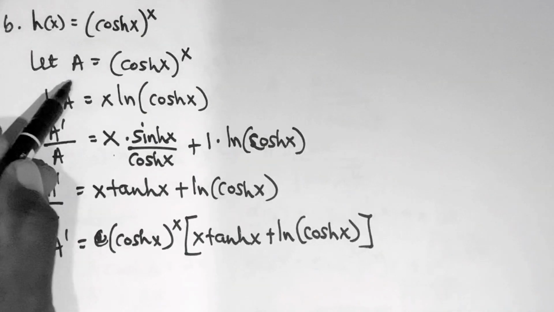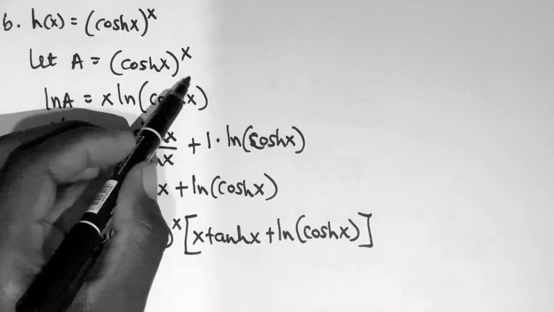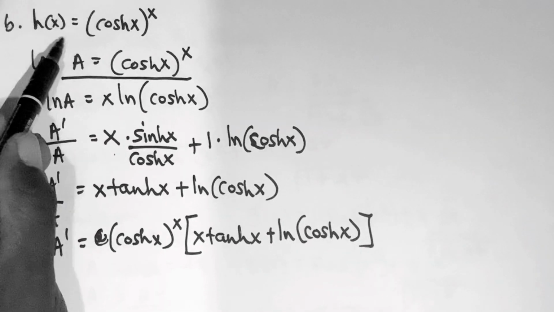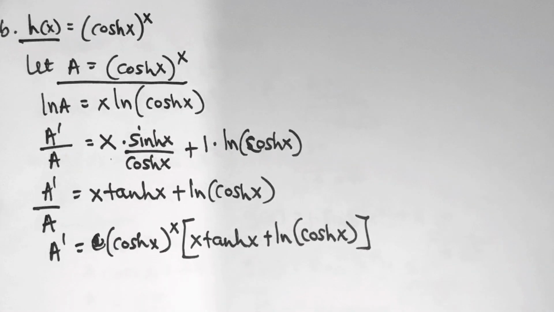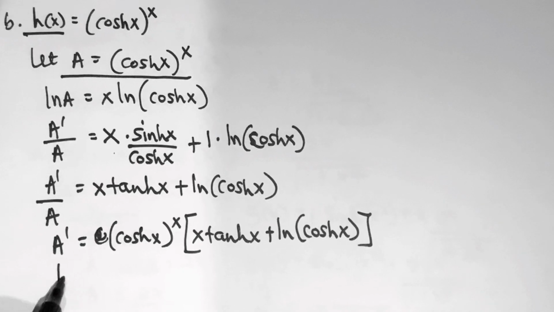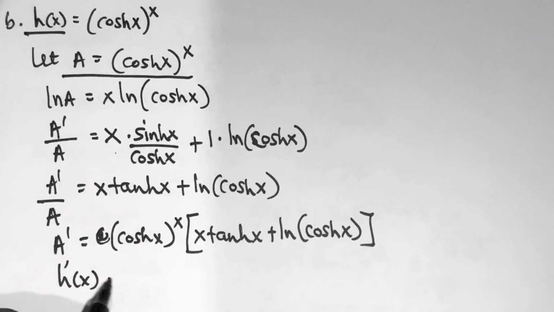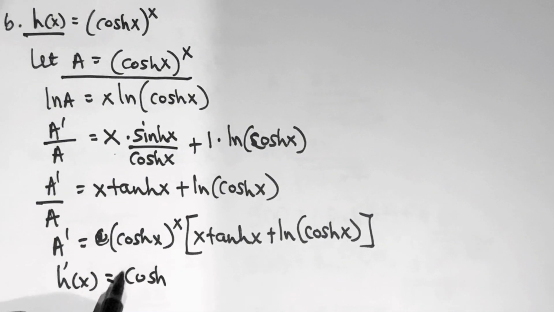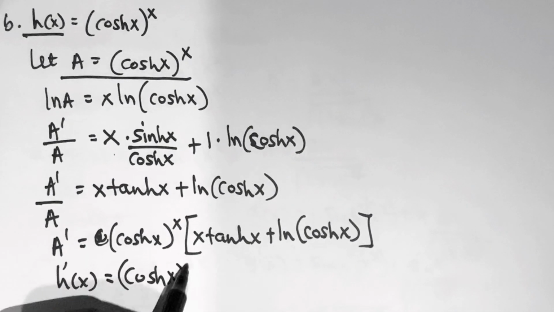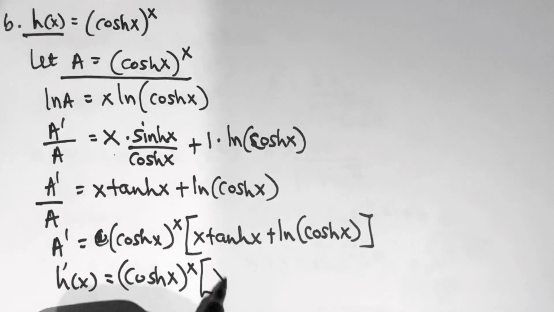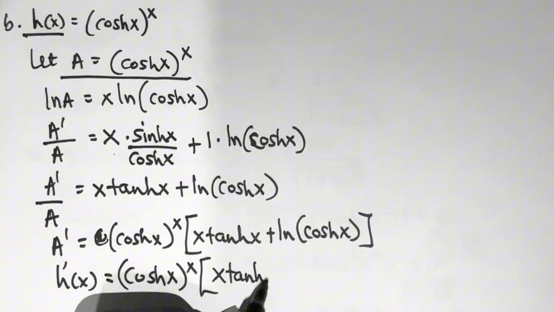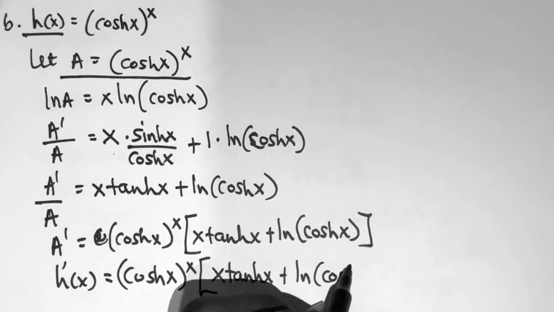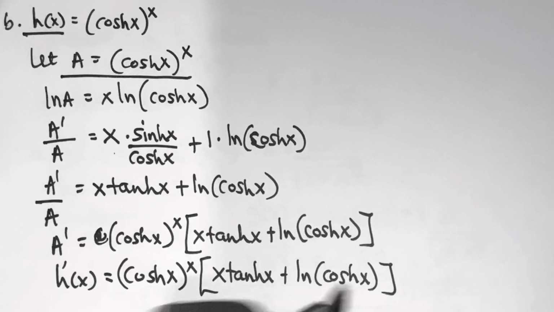But we said that a is what? Cos x exponent x. And cos x exponent x is what? h. So h prime of x is equal to, in brackets, cos x exponent x times x tan x plus ln cos x, bracket close.